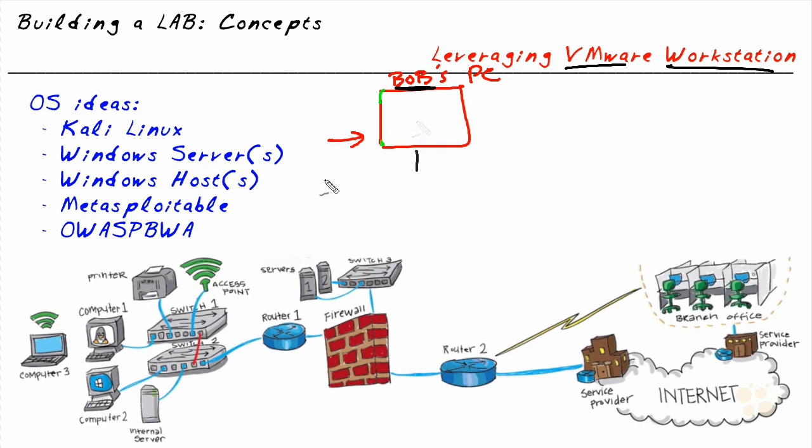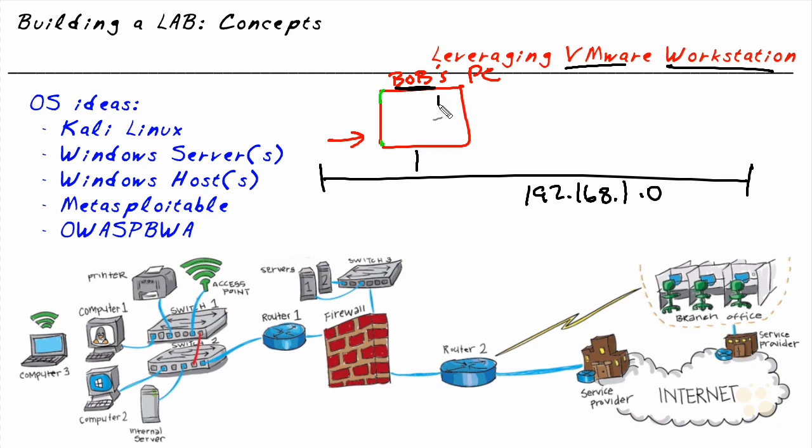same computer. Let's say this is the 192.168.1.0 network. What Bob could do is he could create a Kali Linux box as a virtual machine, so I'll put K there for Kali. He could create virtual machines for Windows servers, Windows hosts. He could create a virtual machine for Metasploitable, and the list goes on.